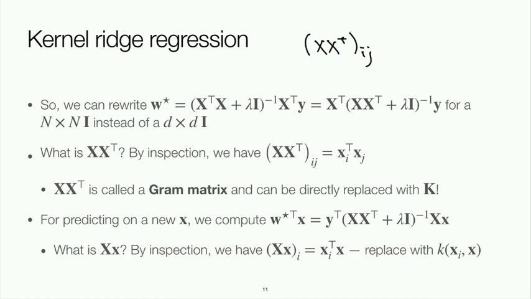And that's perfect, because that means that we're done here. We have no need to represent featurizations explicitly. We've done everything now in terms of the kernel matrix and the kernel function, and that's it. That's kernel ridge regression right there.